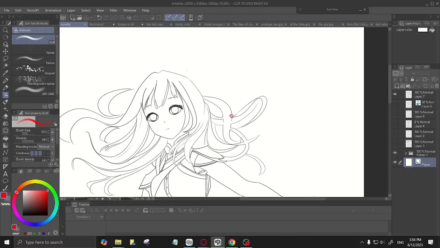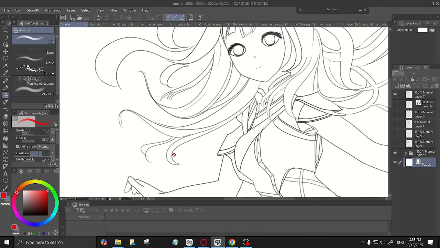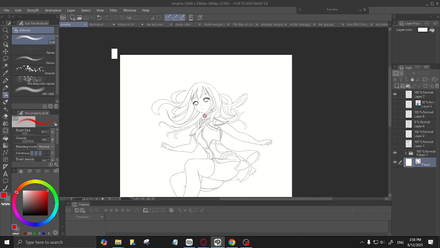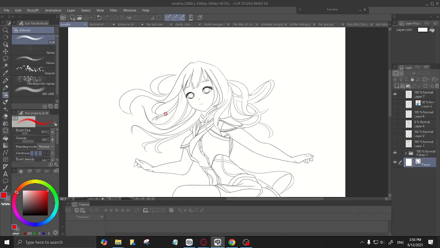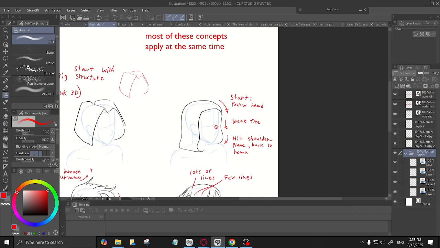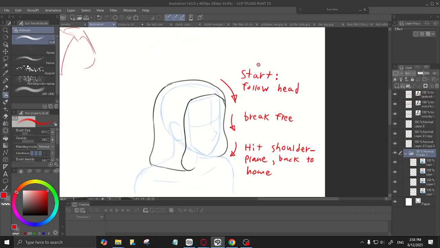Most people would end it in a spike like this one, and it is fine, but you need some back home. Even these ones, you see, they go all the way there, but then they go back home. So it's very fundamental. And this hair is much longer than this hair, right? And they still follow the same principle.